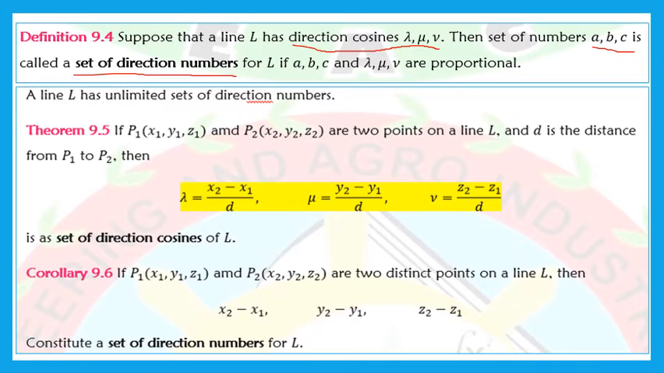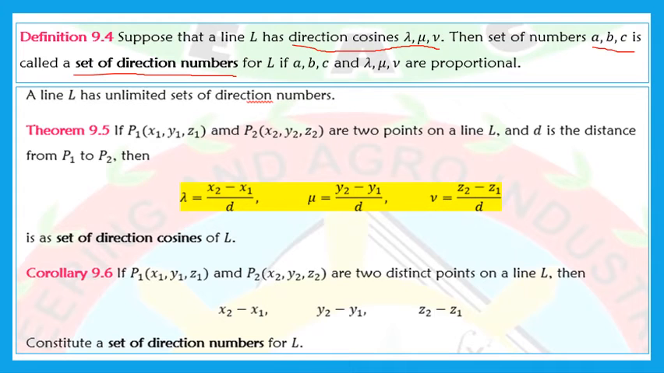Okay, so recap natin. May tinatawag tayo na directed line. May tinatawag din tayo na direction angles. Those are the alpha, beta, gamma. Meron din tayong tinatawag na direction cosines na lambda, mu, and nu. And meron din tayong tinatawag na set of direction numbers na a, b, c. For L, if a, b, c and lambda, mu, and nu are proportional, a line L has unlimited sets of direction numbers.